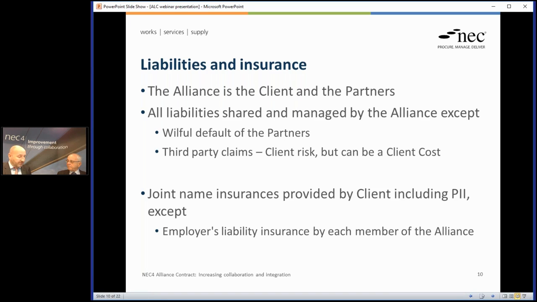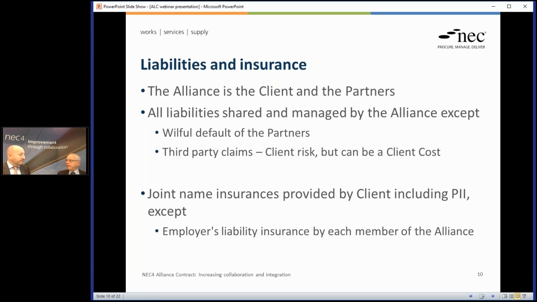Now, third-party claims in the current wording, it's obviously a consultative document, and we're looking for feedback from the users in terms of how they think it operates or how it should operate. So what we're saying is that third-party claims are borne by the client. So the client will pick up the cost of those, responsible for dealing with those, albeit they can include the cost that they pay out as part of the cost of the alliance. So the alliance members get motivated to minimise on third-party claims anyway.